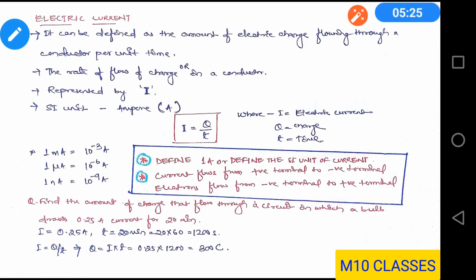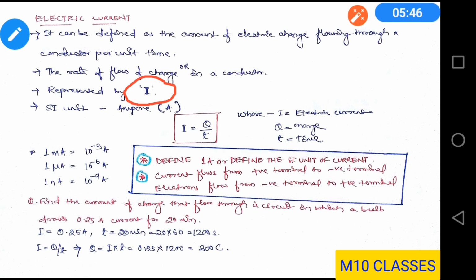Now next come to electric current. Electric current can be defined as the amount of electric charge flowing through a conductor per unit time. Or you can say that it is the rate of flow of charge in a conductor. And the electric current is denoted by the letter I, and its SI unit is ampere.